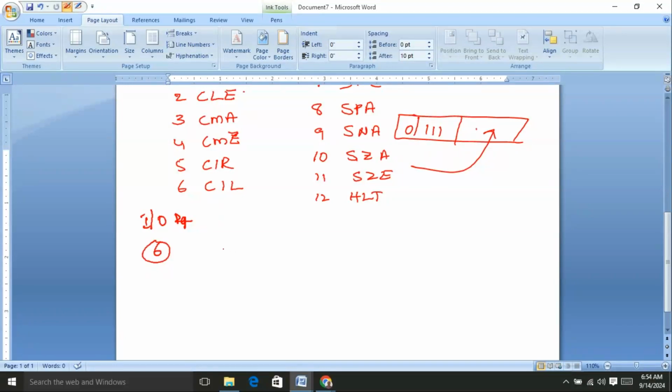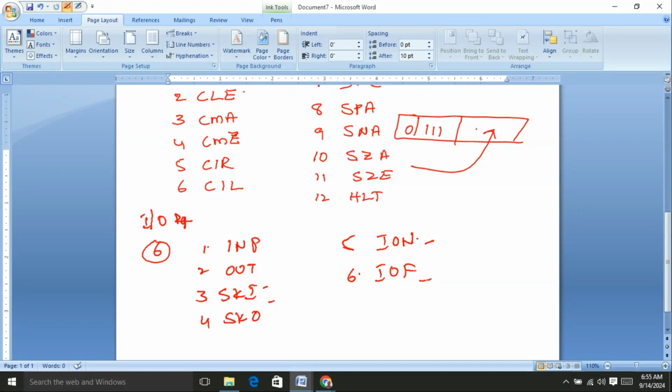That is INP, that means get the input, and OUT, send the output. The third one is SKI, skip on input. The fourth one is SKO, skip on output. The fifth one is ION, interrupt on. The sixth one is IOF, interrupt off. Please remember carefully: INP, OUT, SKI, SKO, ION, and IOF.